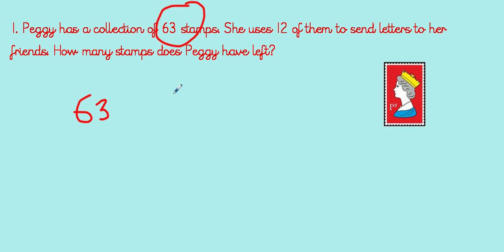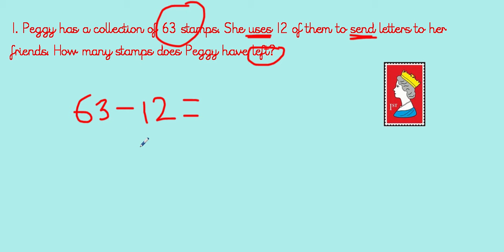63. Now, she uses 12 of them to send away. So they're gone, aren't they? So which operation are we going to be using if we've sent things away? We're going to take away, aren't we? Because these 12 are gone. So we've got 63 to start with. We've sent away 12 of them. And we want to know how many she's got left. That's another clue, isn't it? We're taking away, we want to know how many she's got left. So hopefully you've worked out that it's a takeaway question, a subtraction question.